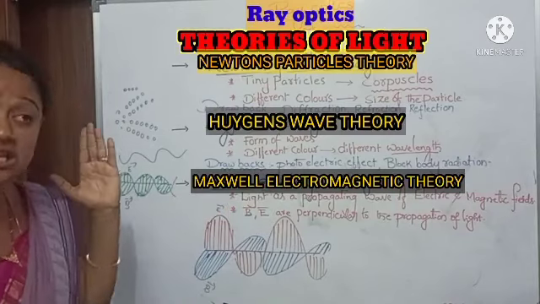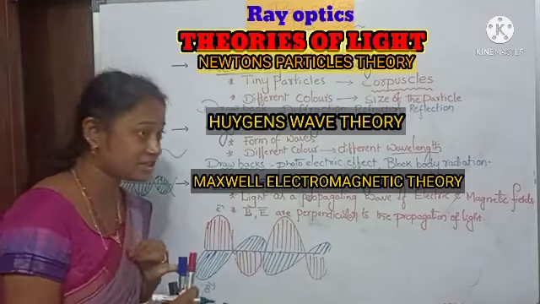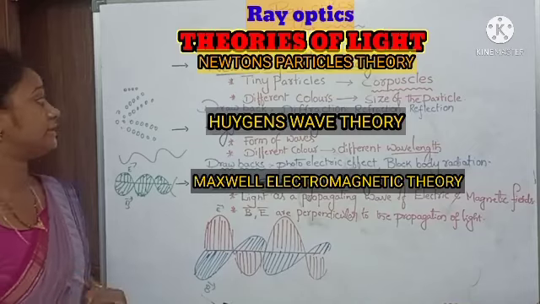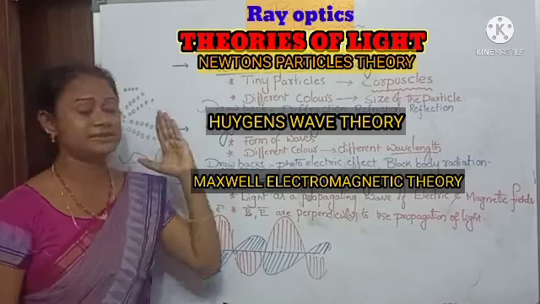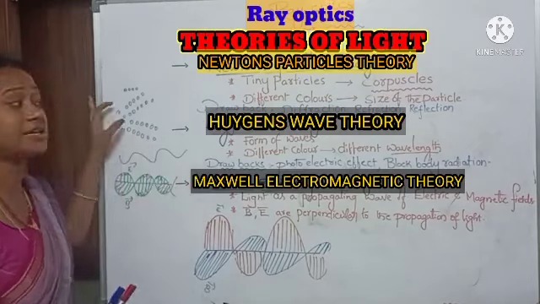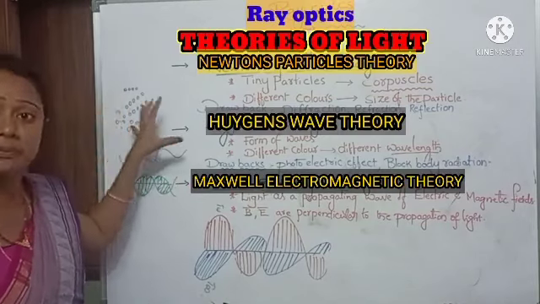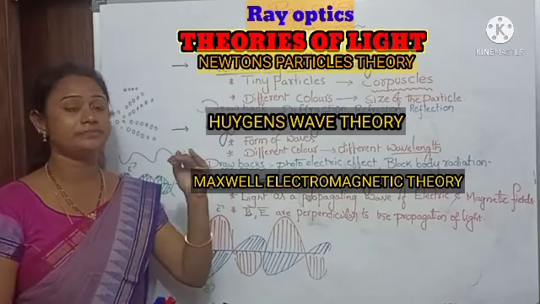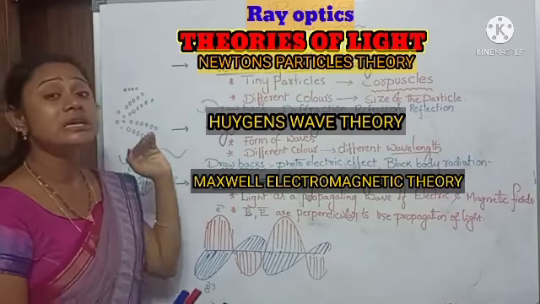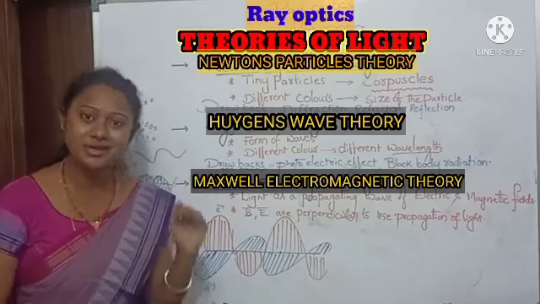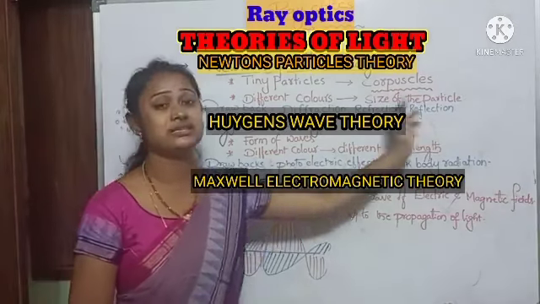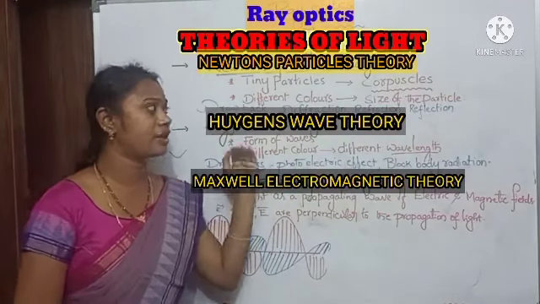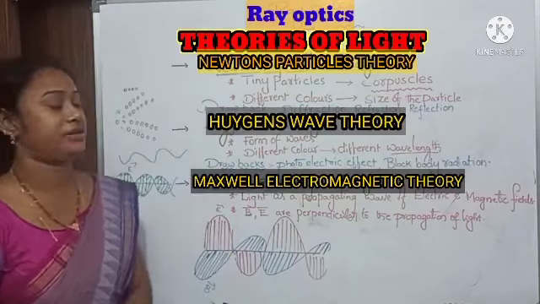What are the basic theories of light? Newton's particle theory, Huygens' wave theory, Maxwell's electromagnetic theory. So, Newton's particle theory: light consists of small tiny particles called corpuscles. This theory is also known as Newton's corpuscular theory. Light consists of different colors, and the different colors are due to the different sizes of the particles. Next, he fails to explain diffraction, refraction and reflection.